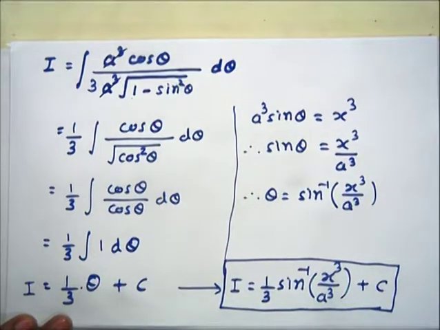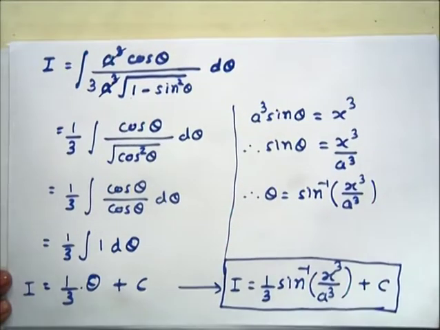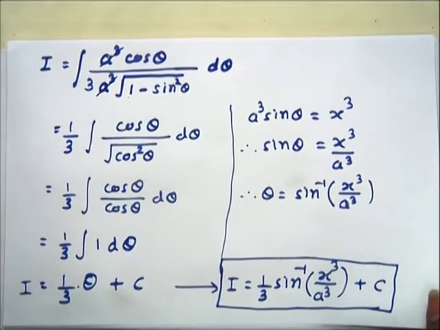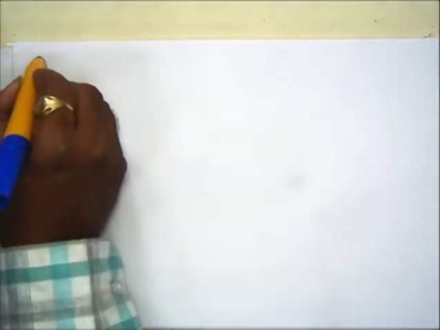I think now all of you can understand how to take substitution in trigonometric functions. Now let's do one more example for this. Example number 3.